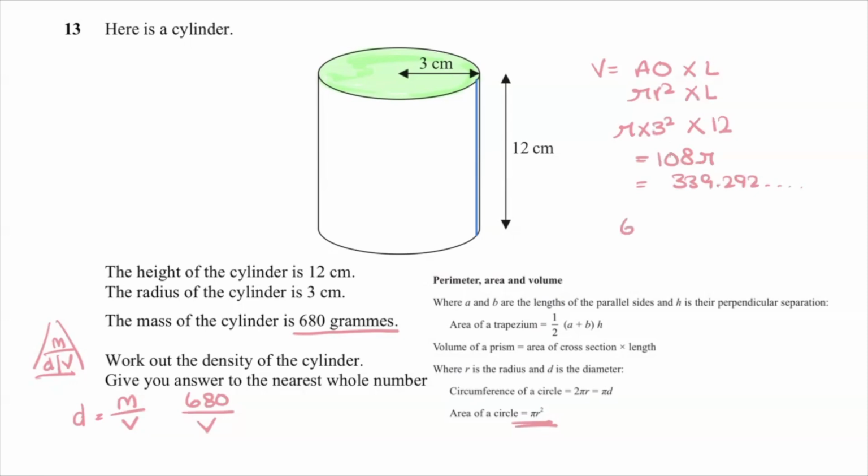I had got to the stage of 680 divided by, and then I needed my volume. I now have it. Now, when I put this into the calculator, remember, try not to round. Do 680 divided by, and then press the answer key, and it will put in the previous answer you had on your display. This is equal to 2.0041, on and on it goes. They are asking us to round to the nearest whole number, so our answer is 2. And that is it.